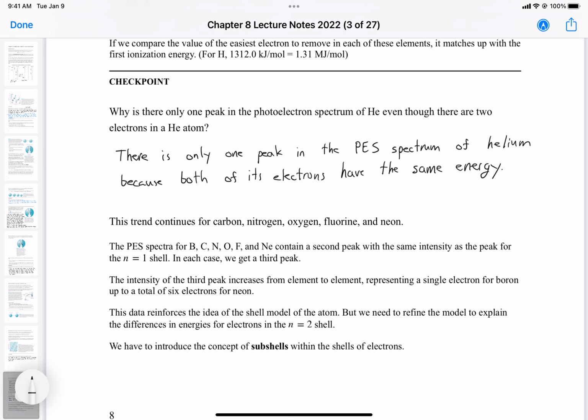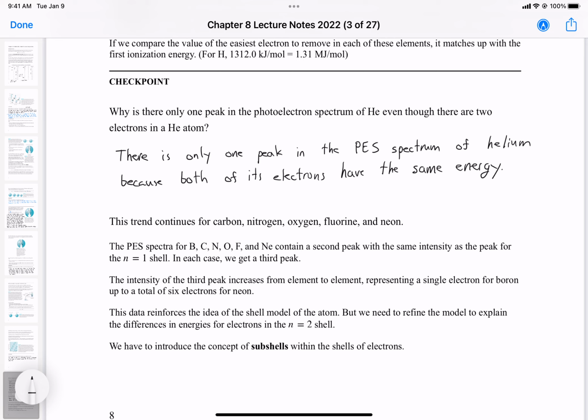The intensity of this peak increases as we go from boron to neon. We get a single electron for boron, then 6 electrons for neon. That indicates that all those electrons have the same energy, so that's why we only see one peak for the p orbitals.